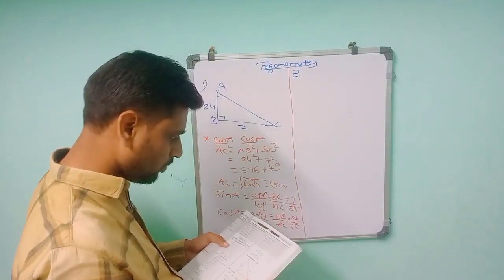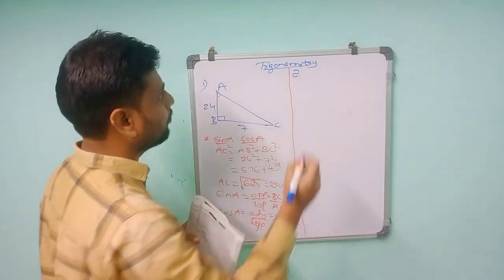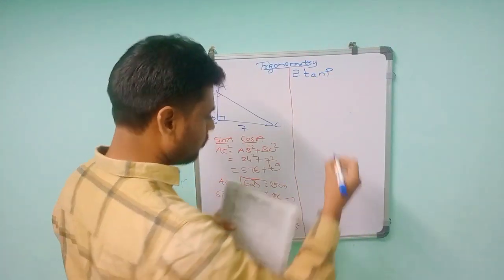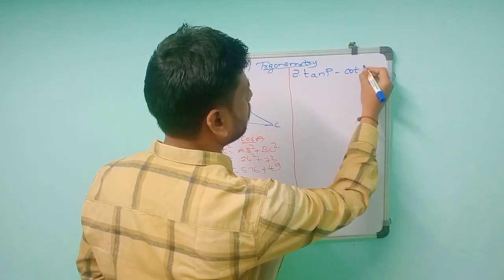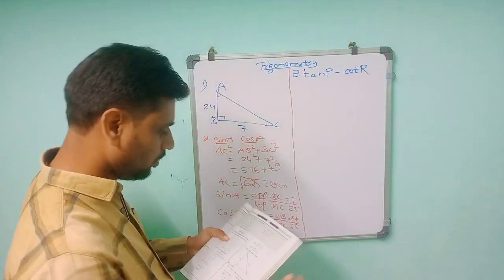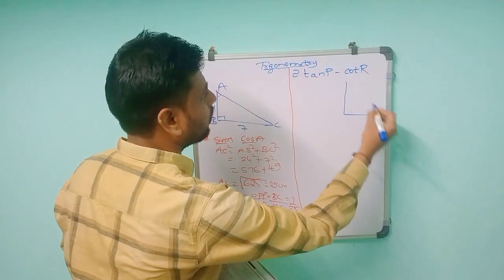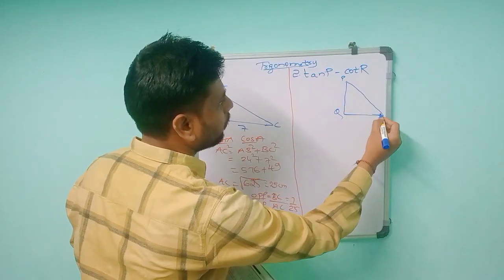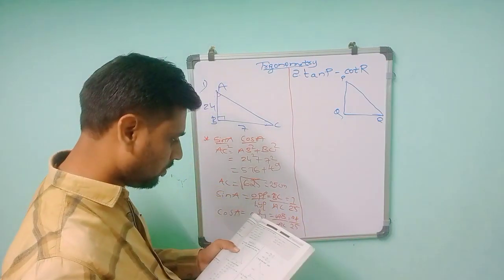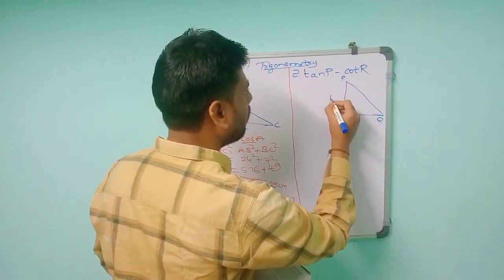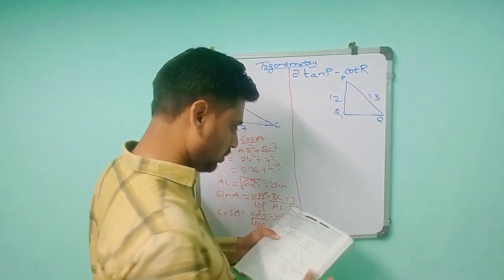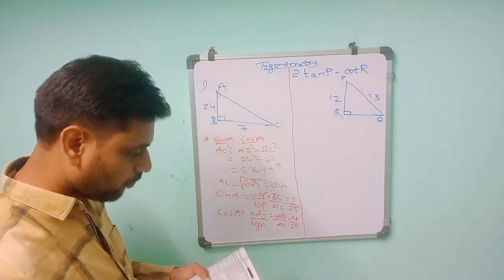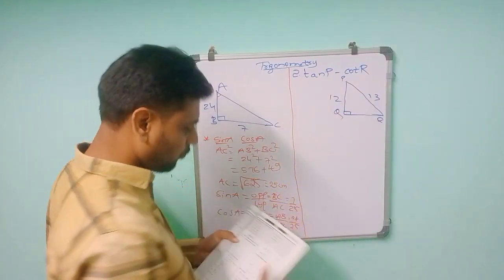Like that, the second problem. Second question: tan P minus cot R. They gave the diagram PQR, with sides 12 and 13, and QR is not given. The right angle is at Q. So we have to find tan P minus cot R.